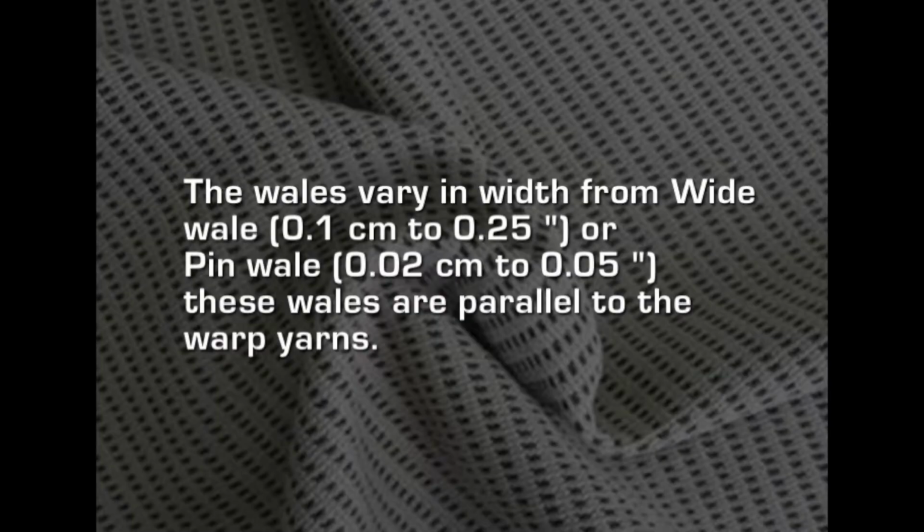Pique is a plain weave variation. It could be made on a dobby loom attachment. And the pique weave produces fabric with veils or cords which are raised slightly by floats on the back. The raised lengthwise cords or geometric designs are a characteristic feature of these fabrics, giving them a 3D effect. The veils or cords vary in width. They could either be a wide veil or a pin veil. These veils are parallel to the warp yarns. That is what one should remember.